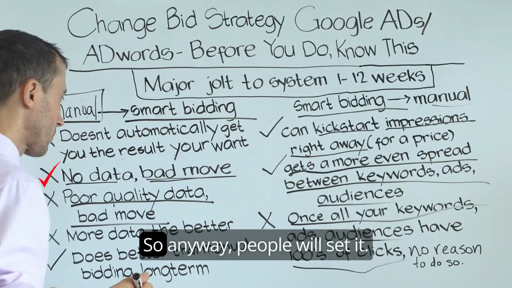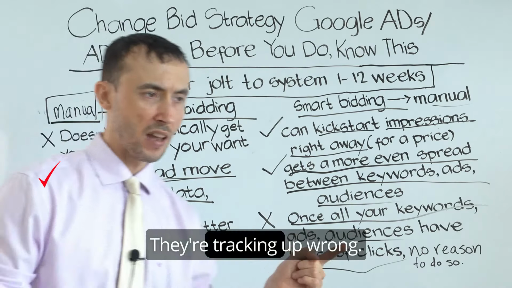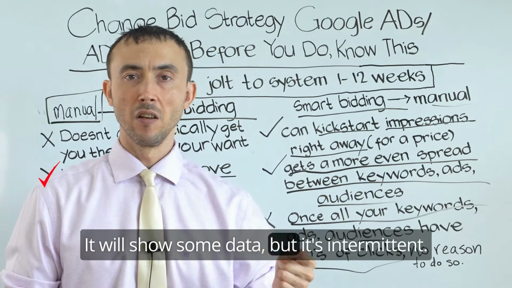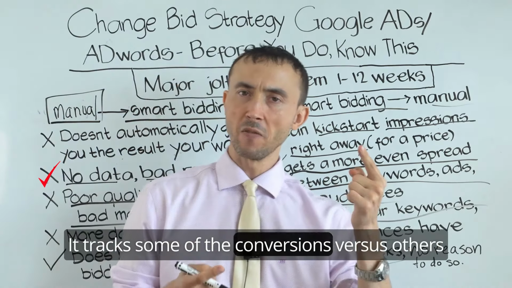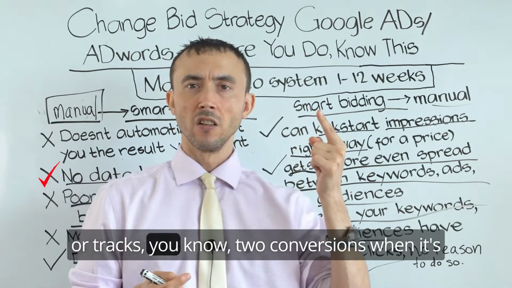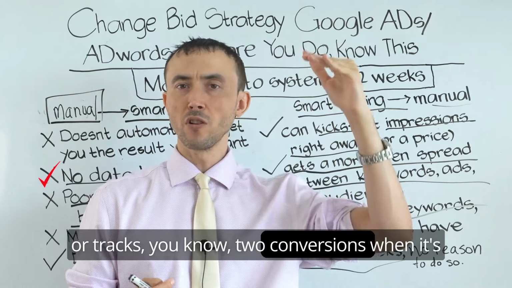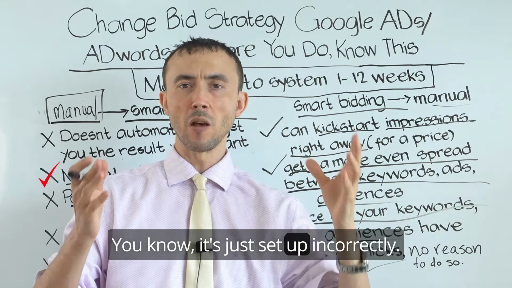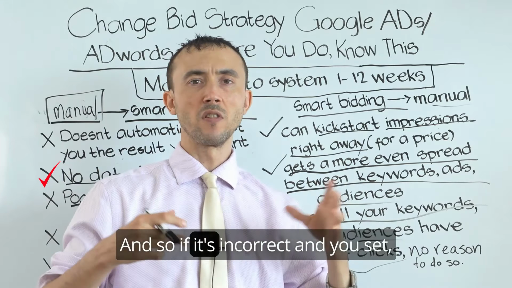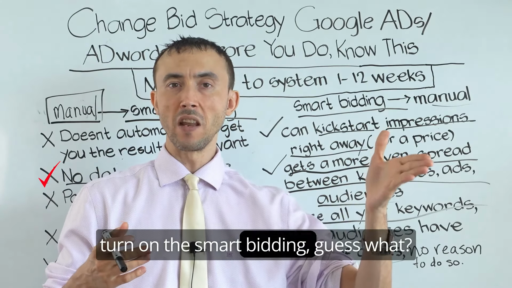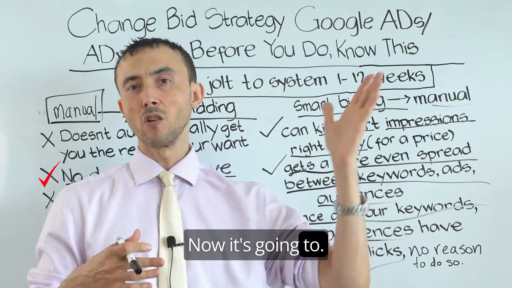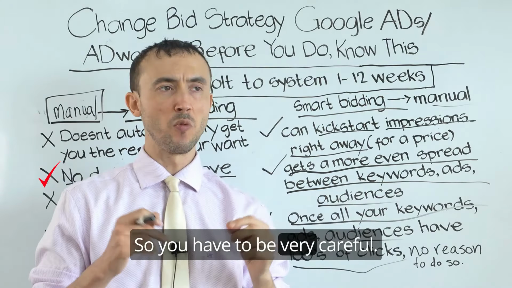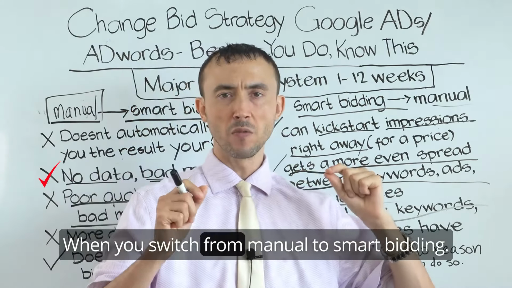So anyway, people will set their tracking up wrong. It will show some data, but it's intermittent. It tracks some of the conversions versus others. It tracks 2 conversions when it's supposed to track 1, or whatever. So it's just set up incorrectly. And if it's incorrect and you turn on smart bidding, guess what? Now your campaign is going to go completely off the rails. So you have to be very careful when you switch from manual to smart bidding.